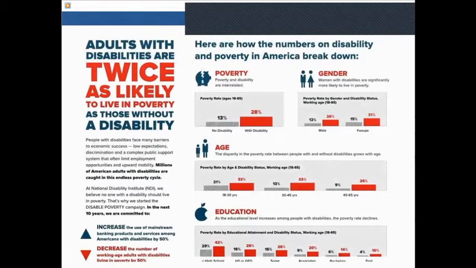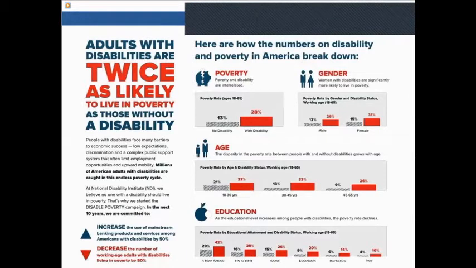We've borrowed this infographic from our colleagues at the National Disability Institute. They do very nice work in the area of disability and poverty as well. And they have extracted data from a variety of sources, but specifically the Census Bureau, and have developed this nice infographic to depict some of the disabilities and poverty statistics.